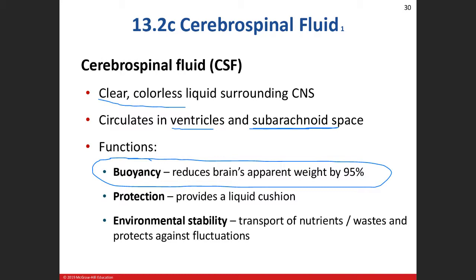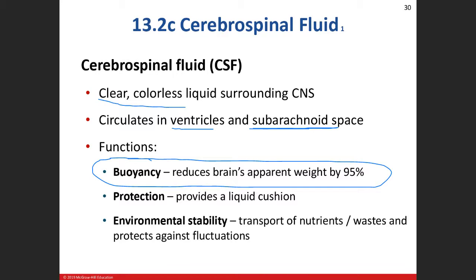And finally, we talk about the environmental stability of the cerebrospinal fluid. Again, it's literally bathing your brain. So it's going to remove waste material from the brain, and it's going to supply nutrients for any type of metabolic function. It helps to keep the brain environment very constant and consistent.